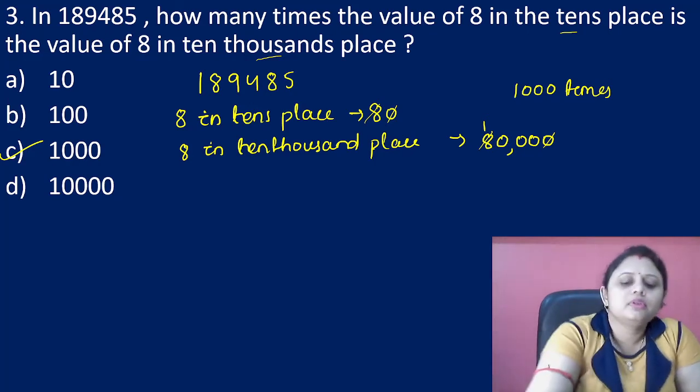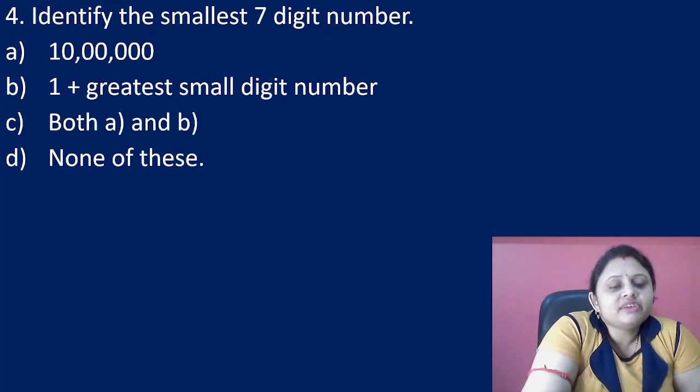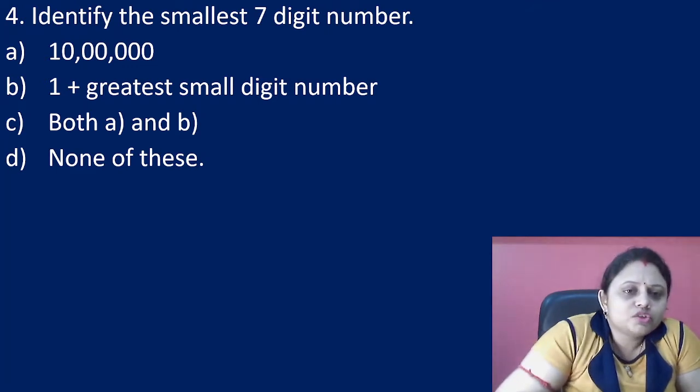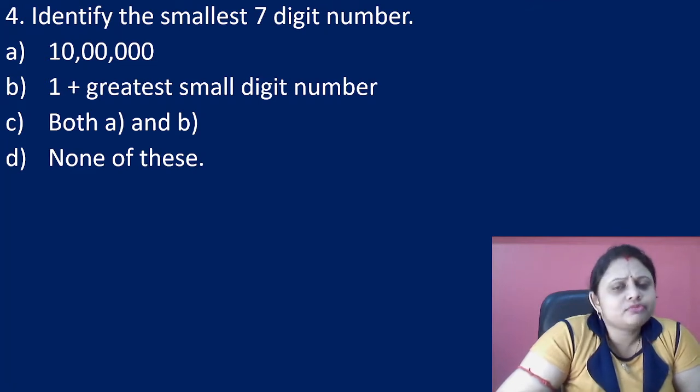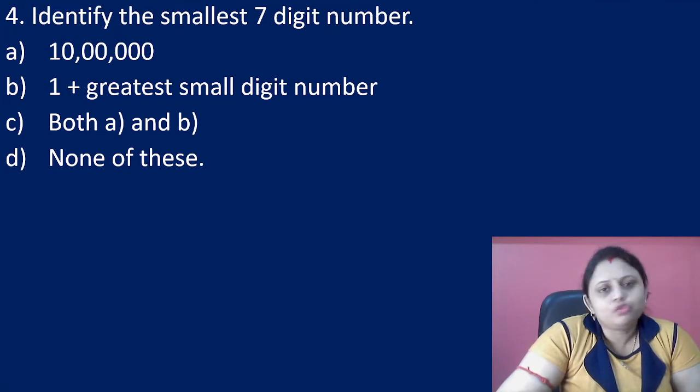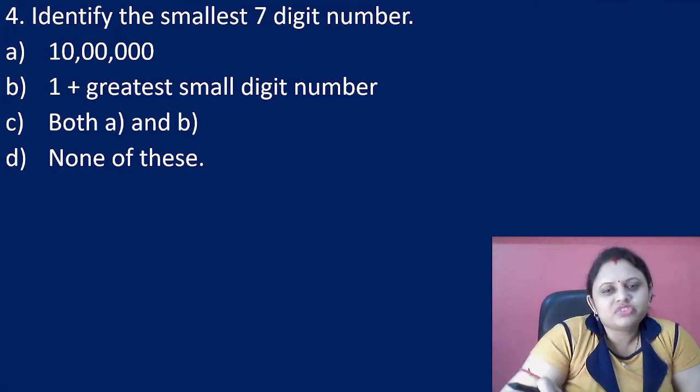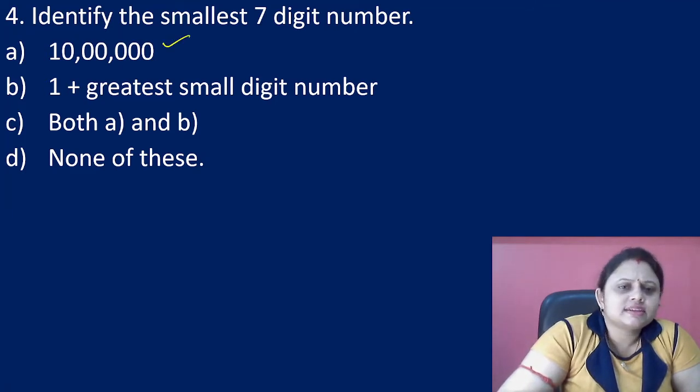Next, identify the smallest 7-digit number. 1 2 3 4 5 6 7. For writing the smallest number, we write 1 and then put the number of zeros needed to make up that number. So yes, it is correct.